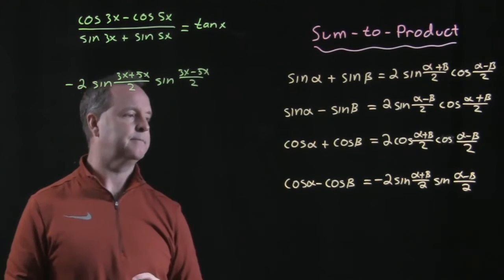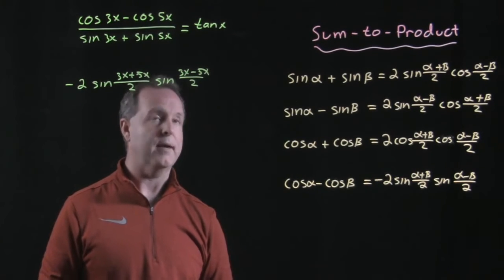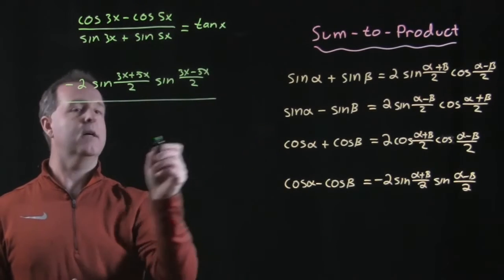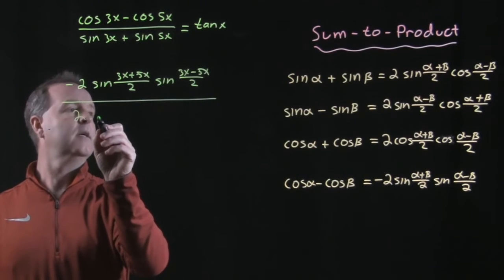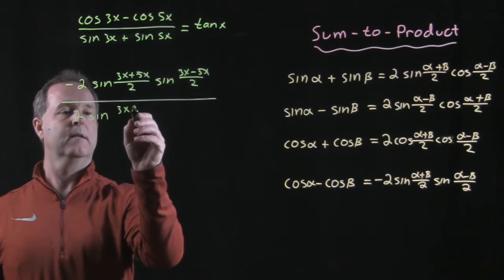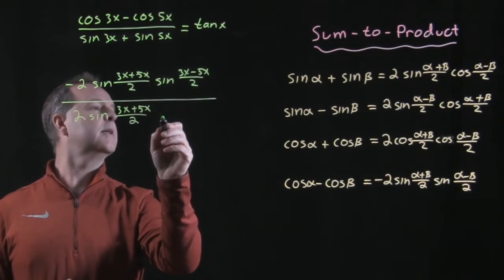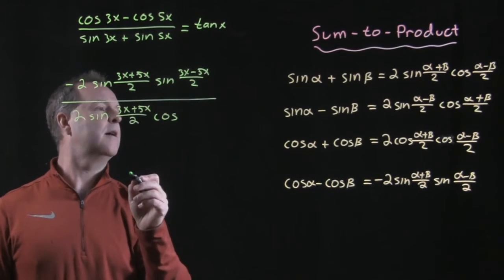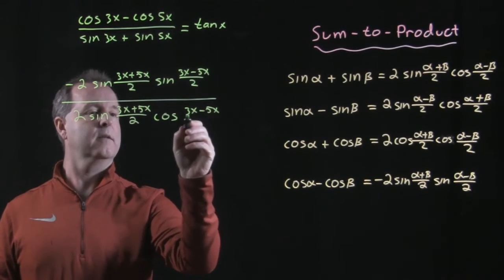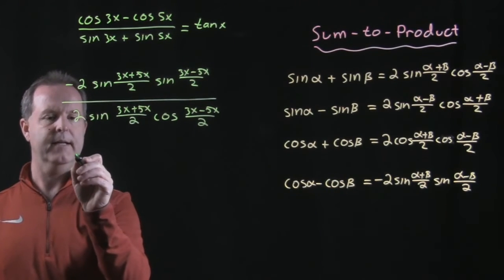All right, I think I'm fine with that. There are 4 of them up there, and I'm always looking to the right one to make sure I write down from the correct one. The denominator is the sum of sines, so it's 2 times the sine of alpha plus beta, which is 3x plus 5x, all over 2, times the cosine of 3x minus 5x over 2. All right, let's clean it up a little bit if we can.